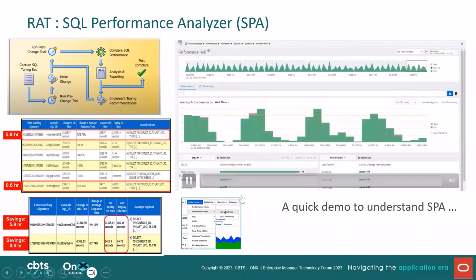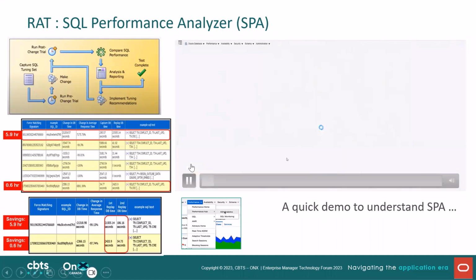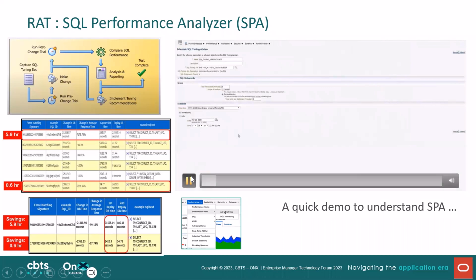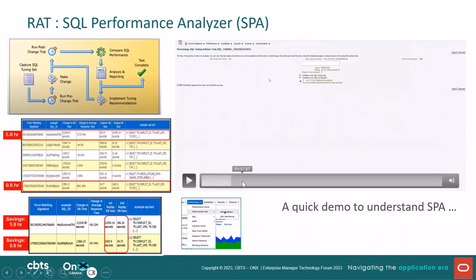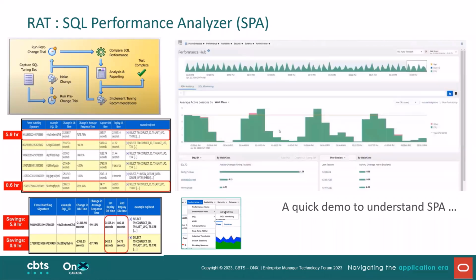All right, so this is the Performance Hub page, and here you can see one of the SQL statements that is very heavy or costly in terms of CPU usage. Once you click on that SQL and click Tune SQL, you create or schedule a SQL Tuning Advisor task. Once you click Submit, that's where the work starts. It creates a new SQL tuning set for you.